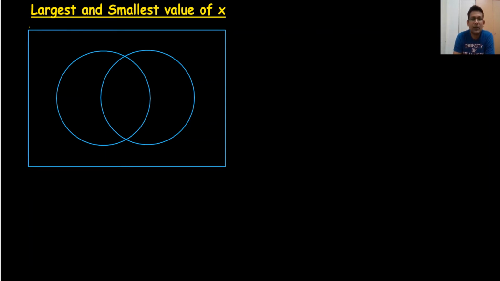The most important part in sets is to find the largest and the smallest value of x. Today's topic is about x being in the position of A intersection B. This is very important because in the next video I will be discussing more about the positions of x. So first of all, I would like to say one thing. What are the positions for areas 1, 2, 3, and 4?